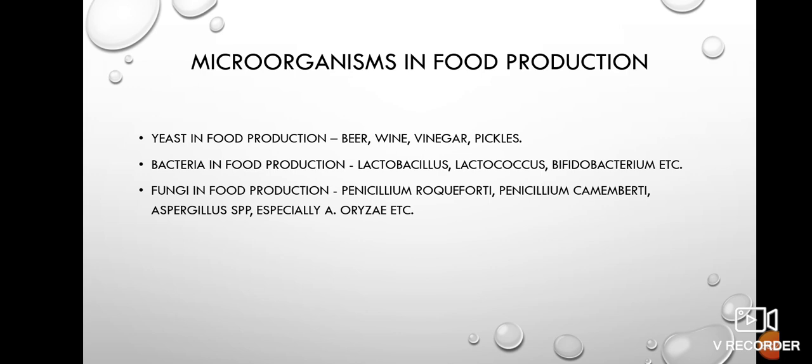Now coming to fungi in food production. Cheese uses Penicillium roqueforti and Penicillium camembert. Note that this one produces mycotoxin at 25 degrees centigrade. Therefore, cheese production must happen at 15 degrees centigrade. Fungi are also used in the preparation of cheese and dry salami, which is a type of processed meat.